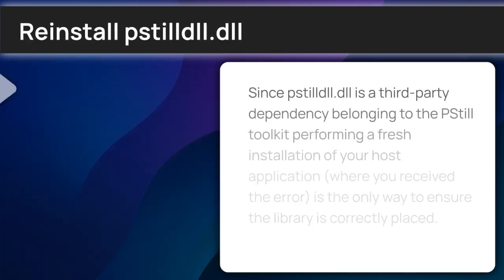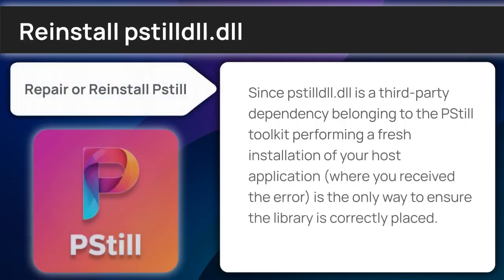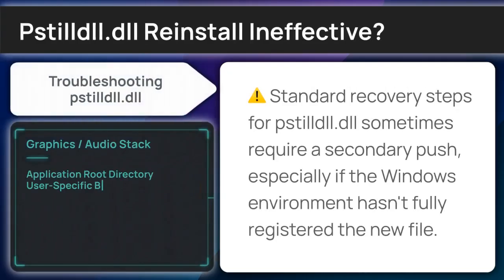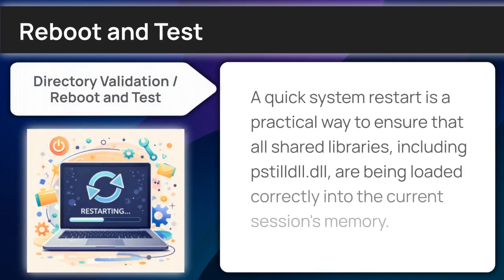Since Pstilldll Library DLL is a third-party dependency belonging to the PStill toolkit, performing a fresh installation of your host application where you received the error is the only way to ensure the library is correctly placed. When the primary installation path fails, a more surgical approach to checking your system's environmental variables is required. If your system has been running for an extended period, a reboot might be necessary to resync your background processes and clear any temporary locks on the Pstilldll library file.